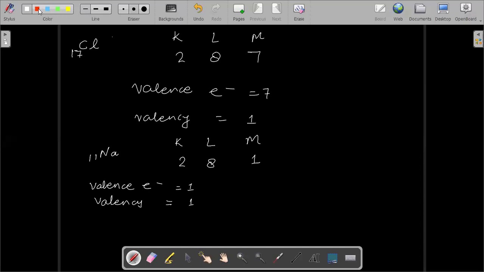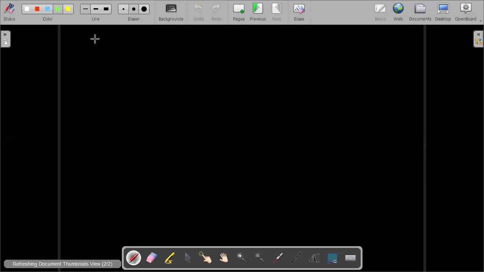And now, when this electron is removed, this shell will be vacant and the L shell will be the outermost shell now. Got it? The L shell is the outermost shell and you can see that it has 8 electrons. Therefore, the valency of sodium is 1 and the valence electron is 1. Similarly, you can think for these two also, magnesium and aluminium.